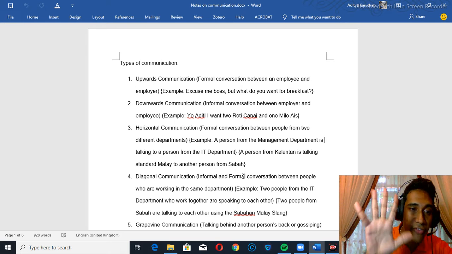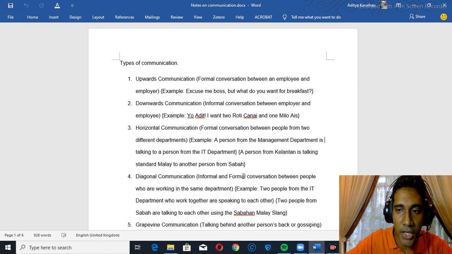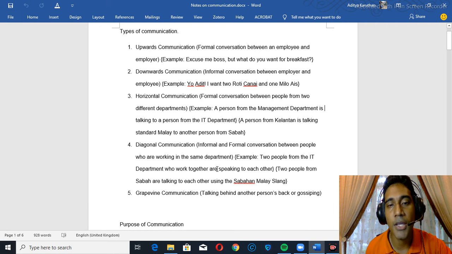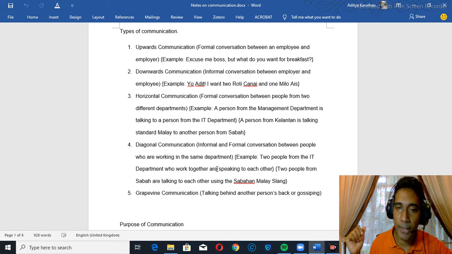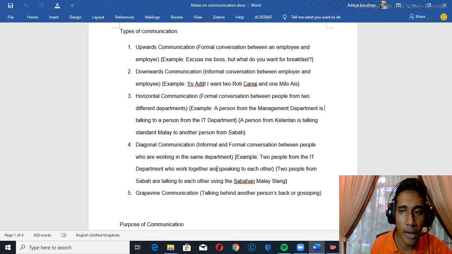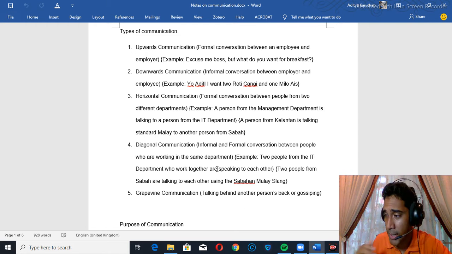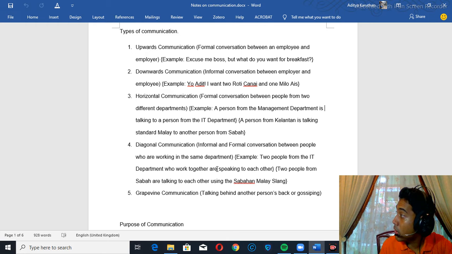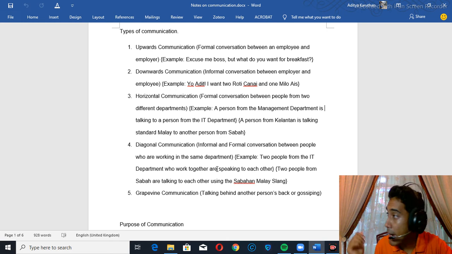Now we come to number 5, which is grapevine communication. Grapevine communication is more like gossip, talking bad about someone. For example, I'm working in the same department as my friend Achang in the IT department, and we talk to each other. Hey, Achang, do you know? Yesterday I saw Alex going out with a girl. Her name's Alexa. Oh, really? So grapevine means I'm gossiping.